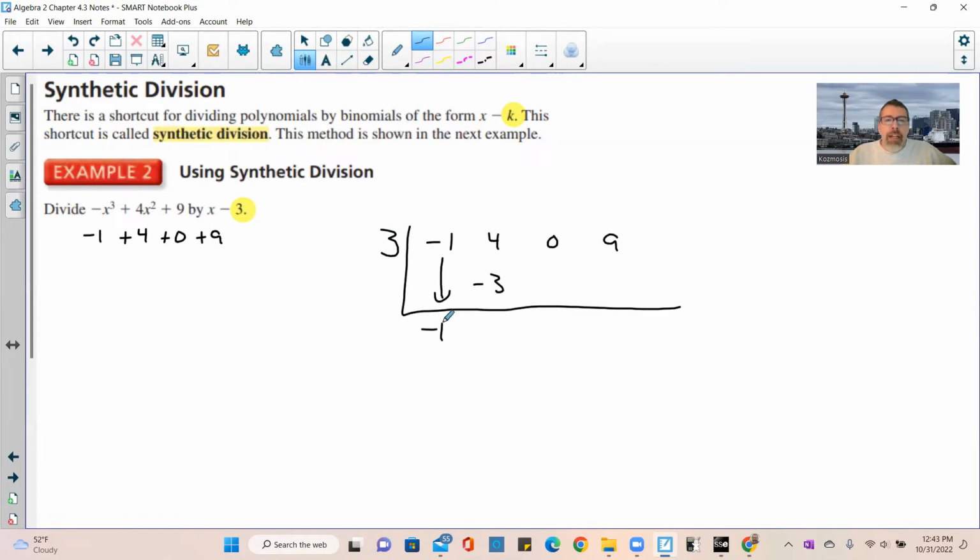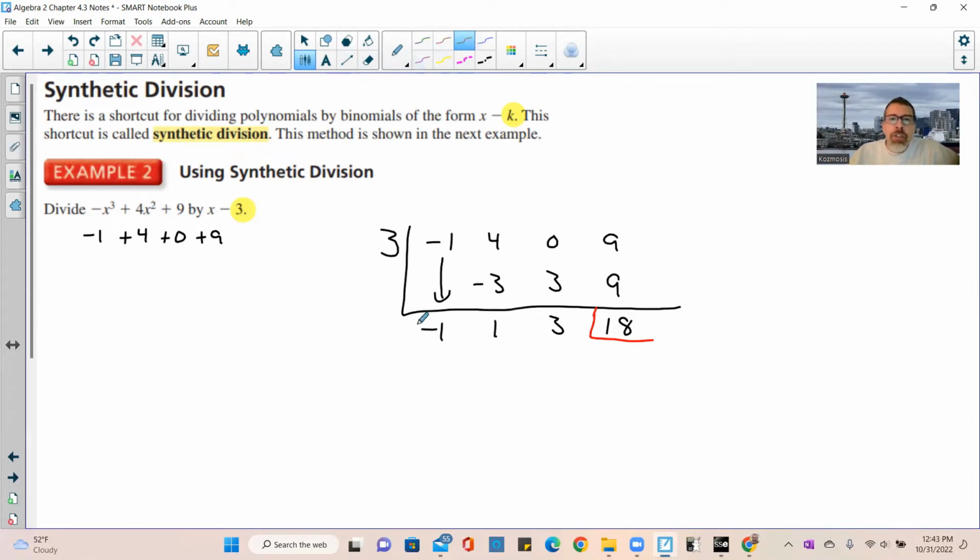So 3 times -1 is -3, and then you add these two. 4 plus a -3 is +1. 3 times 1, 3. 0 plus 3, 3. 3 times 3, 9. 9 plus 9, 18. So this right here did not turn out to be 0. If it is 0, there is no remainder, and your x minus k would go into your f of x evenly with no remainder, but this has a remainder.